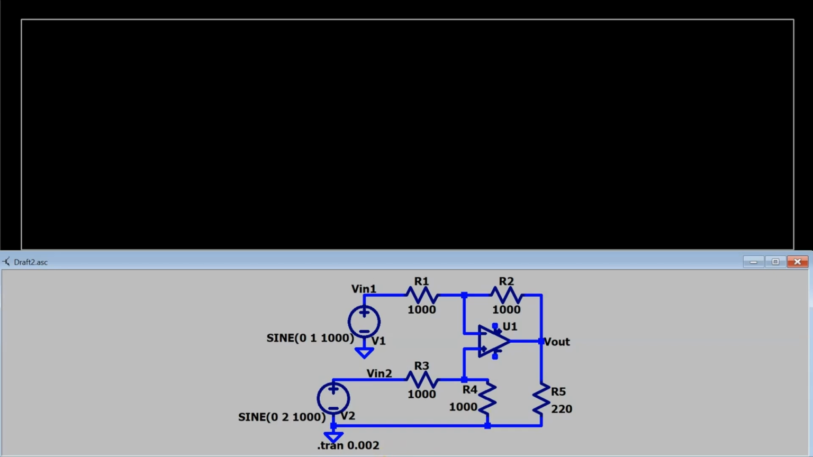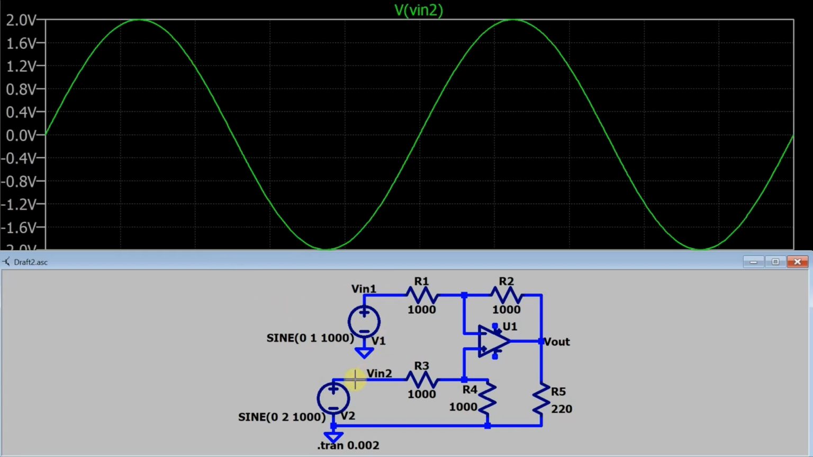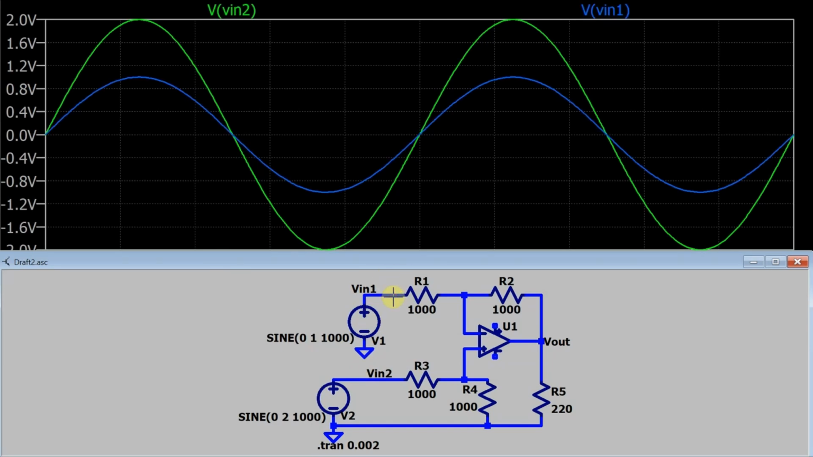I am going to run a transient response for 2 milliseconds. This will give us a couple of cycles of the sine wave. And I've got an output load connected here of 220 ohms. It's an arbitrary value. It's just so that we can see the voltage across a load. So simulate. And now let's look at input 2. There's my 2 volt peak wave. Input 1 is a 1 volt peak wave.